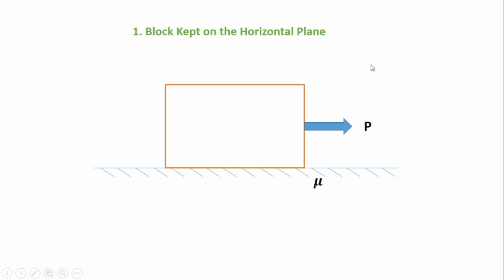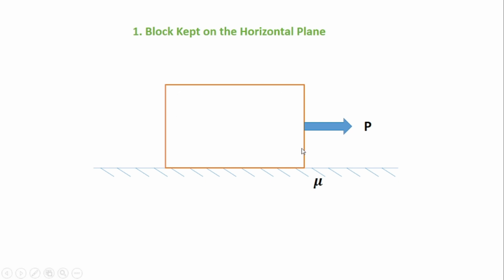So FBD plays an important role in friction. If you are able to draw it correctly, you will get the exact marks. If you make a mistake in drawing, you will get the incorrect answer. And the calculation part of friction is very simple. At the end of this video, I will give you some tricks to find the correct answer in case of friction. So we'll start with the blocks which are kept on the horizontal plane.